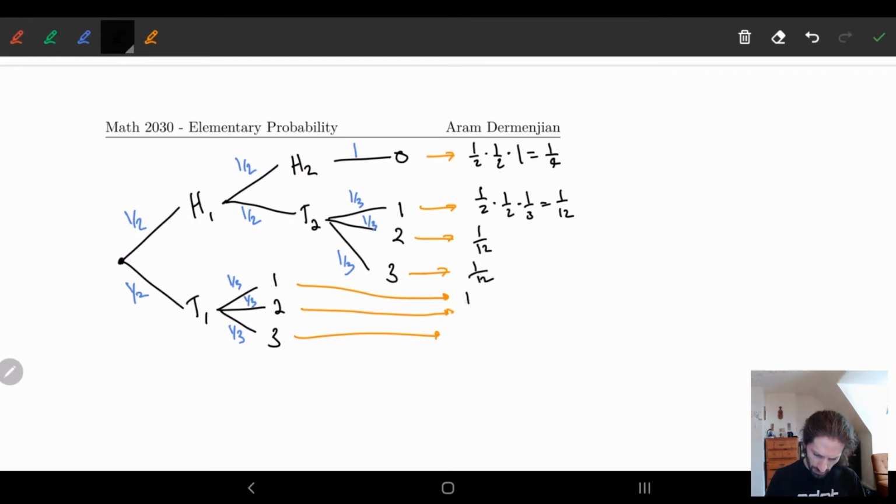This bottom one here is 1/2 times 1/3. And that's it, I only have 2 events, so I stop here. So this is just 1/6. You'll notice these are the same for all of these. I guess I made these too close, but this should be 1/6. There we go.